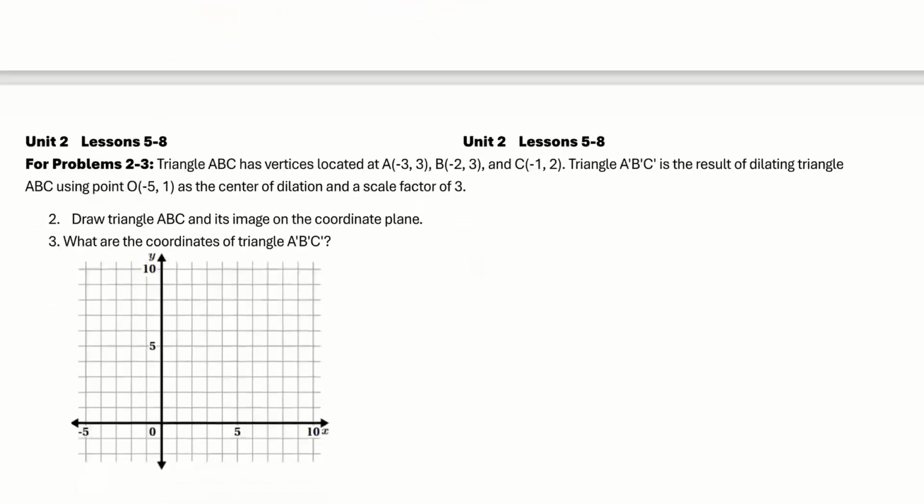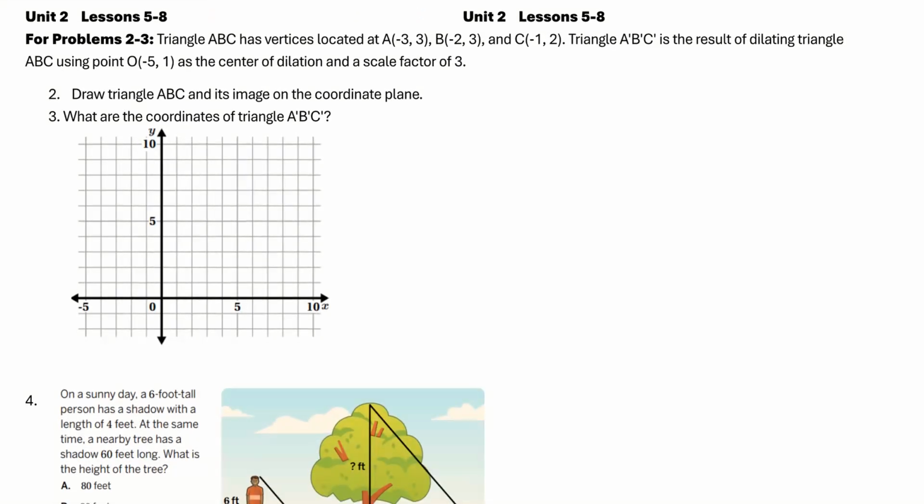All right. Problems 2 through 3. Triangle ABC has vertices located at A (-3, 3), B (-2, 3), C (-1, 2). Triangle A'B'C' is the result of dilating triangle ABC using point O (-5, 1) as the center of dilation and a scale factor of 3. First thing it tells me to do is draw triangle ABC and its image on the coordinate plane.